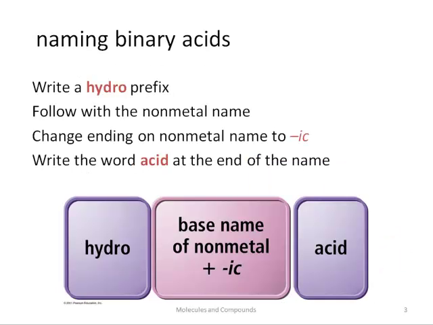Now, if we have a binary acid, the hydrogen is bonded to just one other element. We will first utilize the hydro prefix. We are going to change the base name of the nonmetal and add an ic to it. And then, just to be sure that we're talking about an acid, we are going to write the word acid at the end of the name.